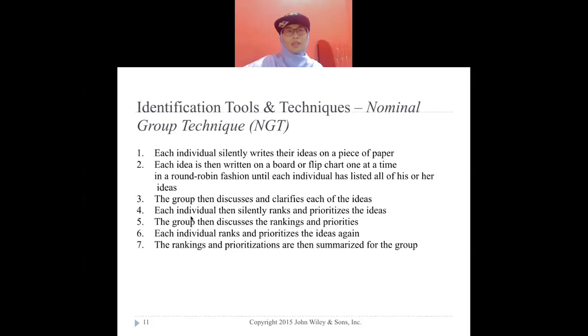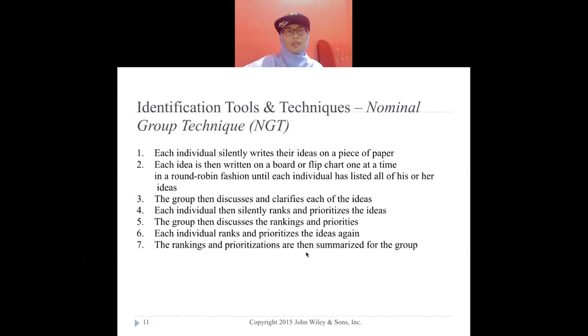And then each individual silently ranks the priorities. This technique is normal when I go into a workshop to identify a problem. The process is quite familiar; just now I realised the name is nominal group technique. So I also learn something actually. Each individual ranks the priorities: which one we should prioritize. The less prioritized, maybe we can take it off, or maybe we can consider it if we have time. The ranking and prioritization are then summarized for the group.